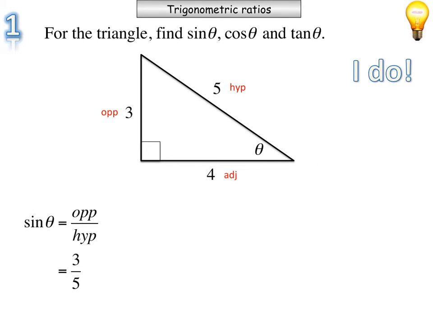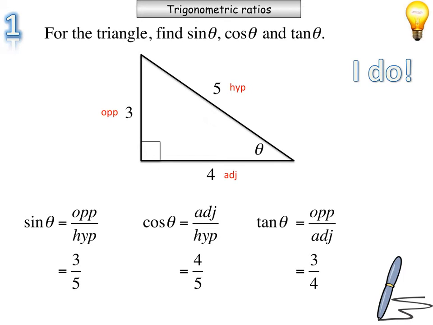So the first ratio, sine theta, is opposite over hypotenuse. Here's your opposite, here's your hypotenuse, so the ratio for this particular triangle is 3/5. So sine theta equals 3/5. Cos theta is adjacent over hypotenuse, that's 4/5. And the last one, tan theta, or the tangent of theta, is equal to opposite over adjacent, which is 3/4.